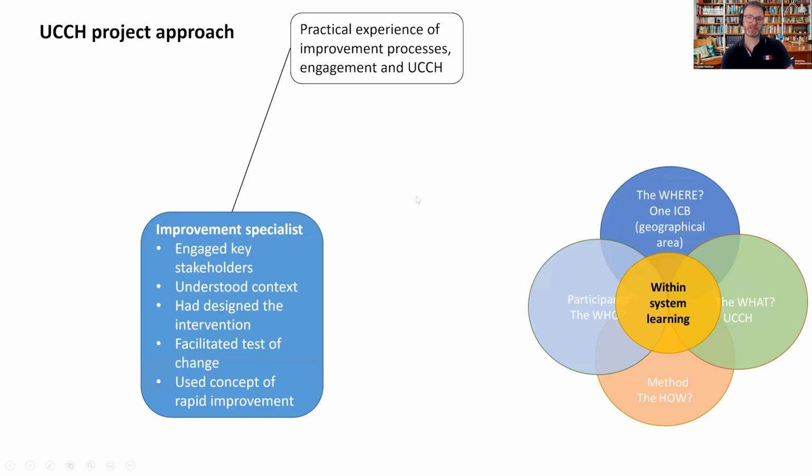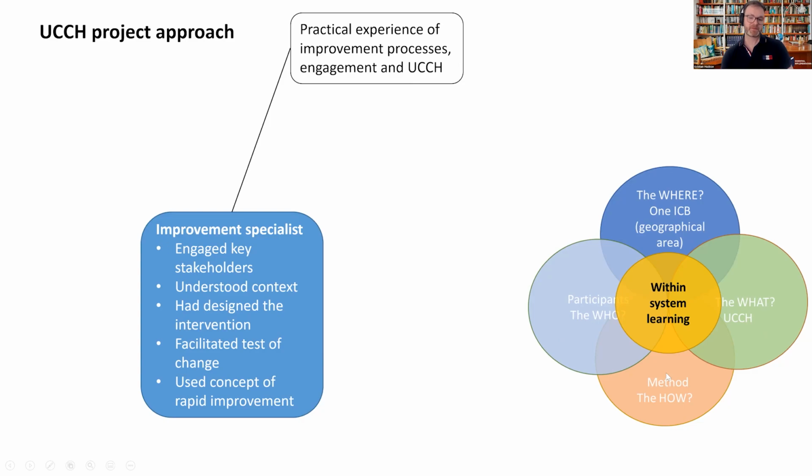So let's look at the who, right? Because we know the what, we know where we're doing this now. The who to start with: who's doing the engaging, who's actually helping the implementation, who's evaluating. I'll show you. We were very lucky in this project. We had an improvement specialist. This person had practical experience of improvement processes, engagement, and unscheduled care coordination hubs. So he understood the context very well. He'd worked as a paramedic. He also had developed and designed this intervention, so he knew it inside out. He'd facilitated tests of change. Now, that's our method. I'm going to go through that in detail in a minute.